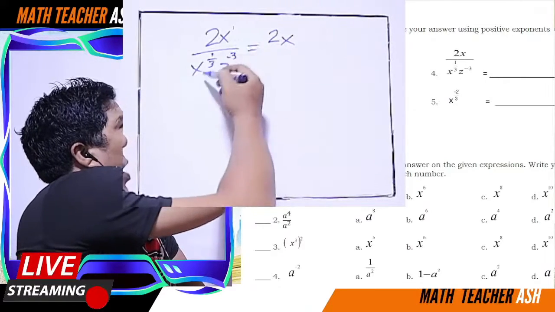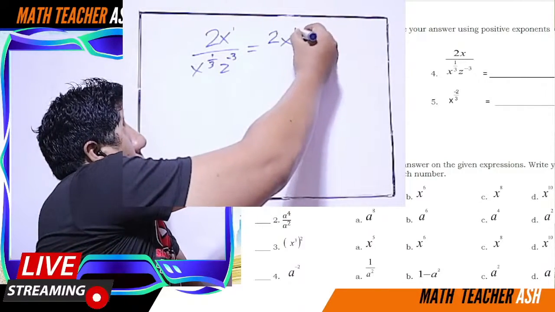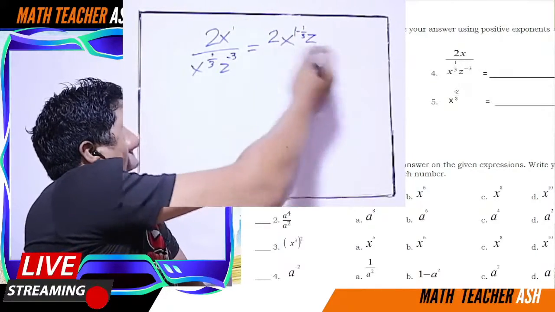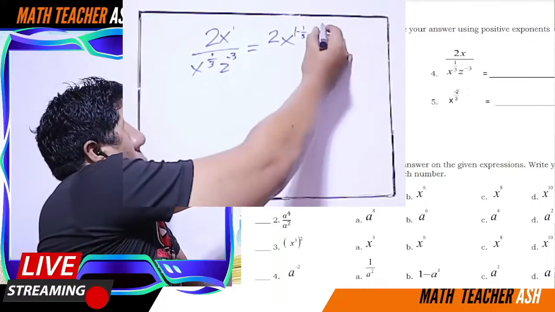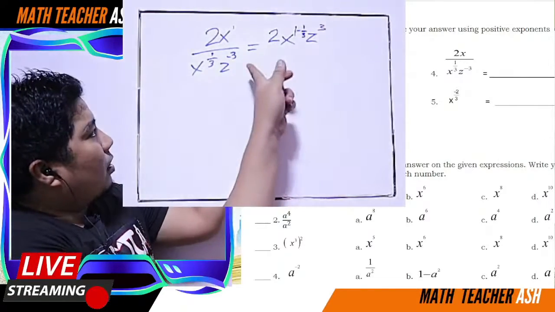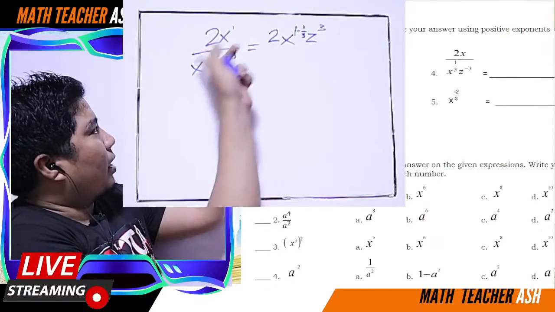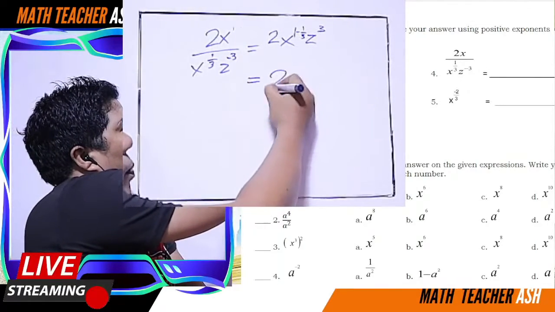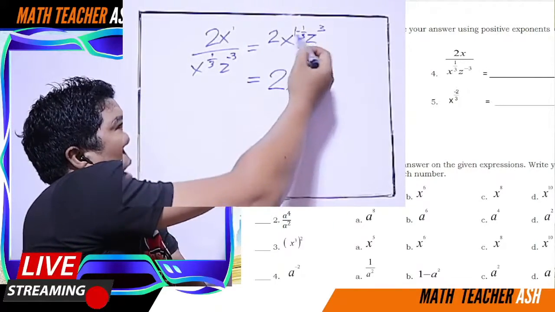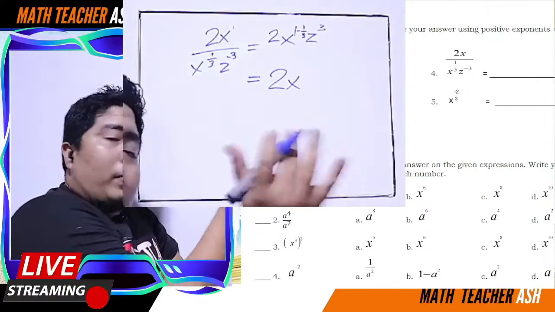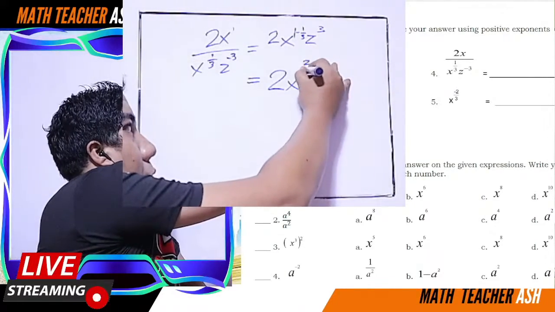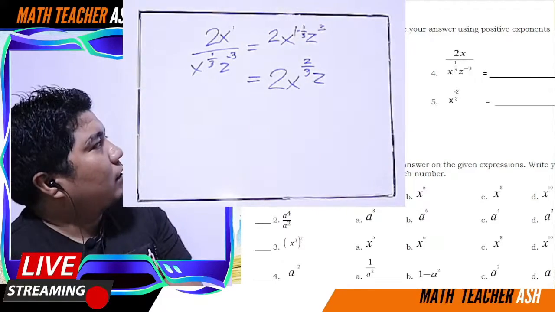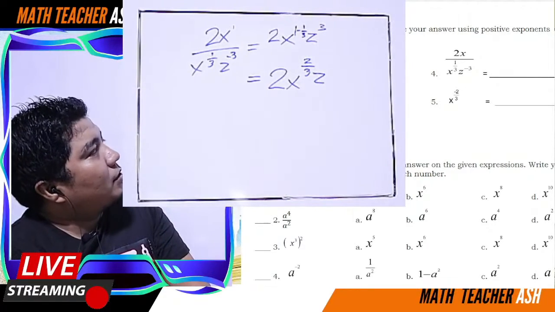2x, pareho silang x. Ima-minus mo yan, 1 minus 1/3. Tapos, z. Wala nang over 1. Bakit wala nang over 1? Because, ito, inakyat mo na sa taas. Ito, nag-minus na silang dalawa. So, wala nang natira dito sa baba. So, pag isi-simplify mo to, 2x, 1 whole minus 1/3, that is 2/3. Okay? 2/3. Then, z. So, of course, this is already your final answer.